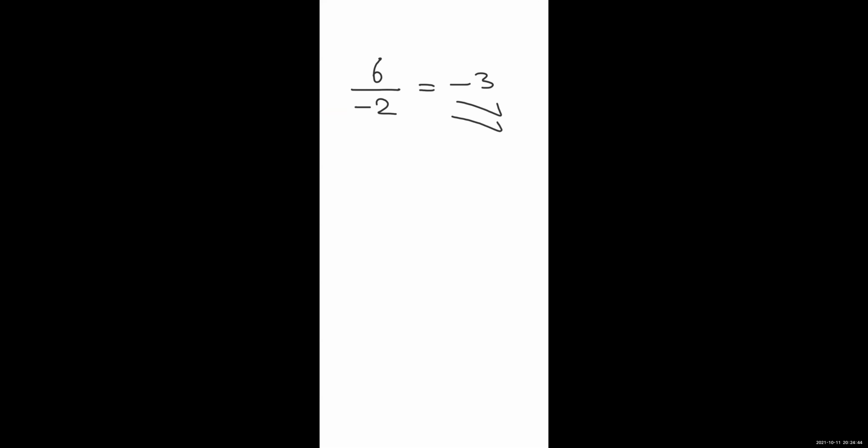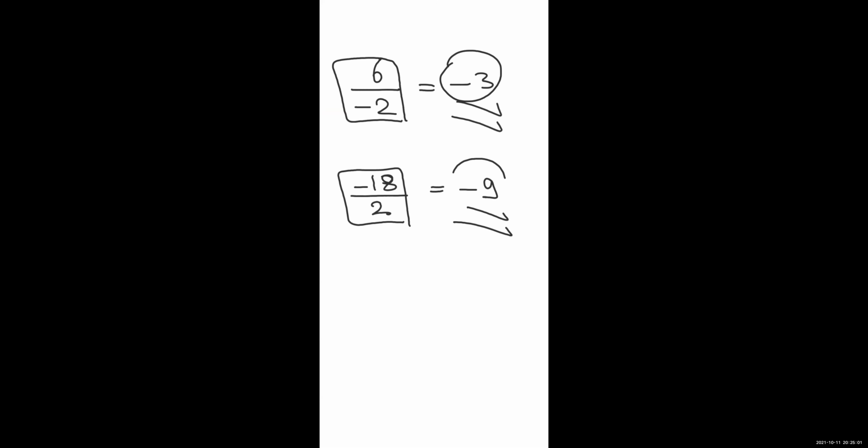Or even if it's -18 over 2, two different signs. 18 is negative, 2 is positive. So it will be negative also, -9. So if the two signs are different, like that, the number will be negative. Right? Teacher, that's only in multiplying and dividing, yes?